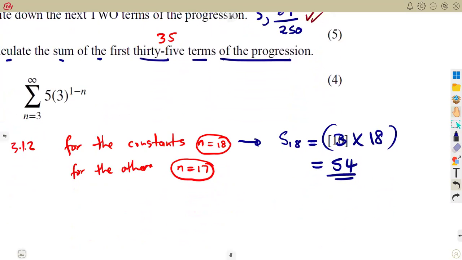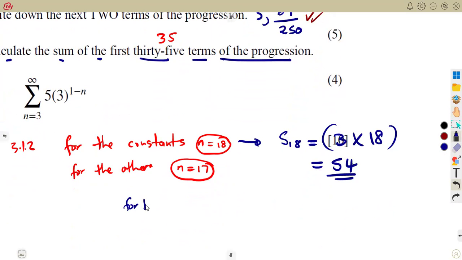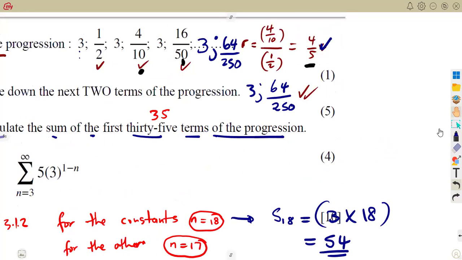Moving on to the other, which is for the geometric. All right, so for the geometric sequence that we are given, we saw that there are 17 terms that are remaining. So we are going to determine the sum of the 17 terms. How do you determine the sum? All right, having this, we saw that our ratio is 4/5.